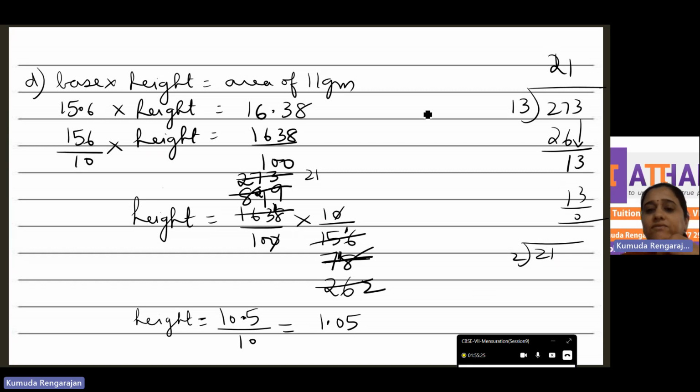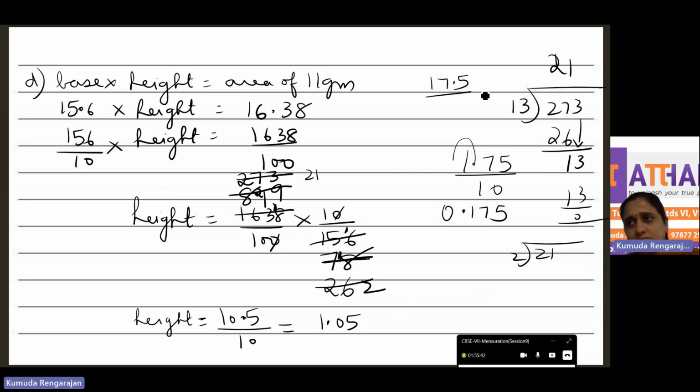1.75 here. Wait. 1.75, it will become by 10. So this decimal point will move here. So it becomes 0.175. Once 17.5 is 1.75.